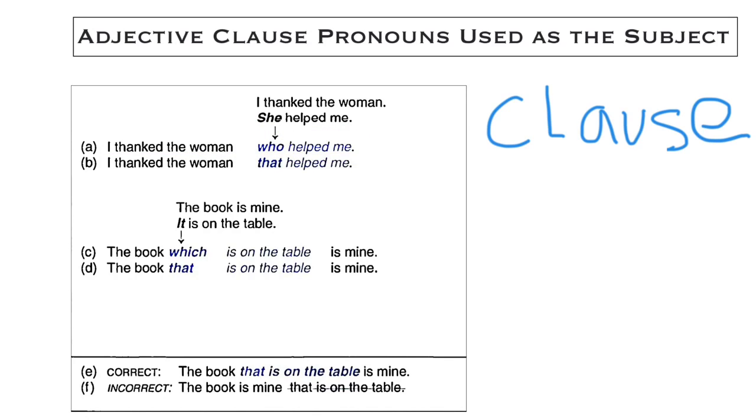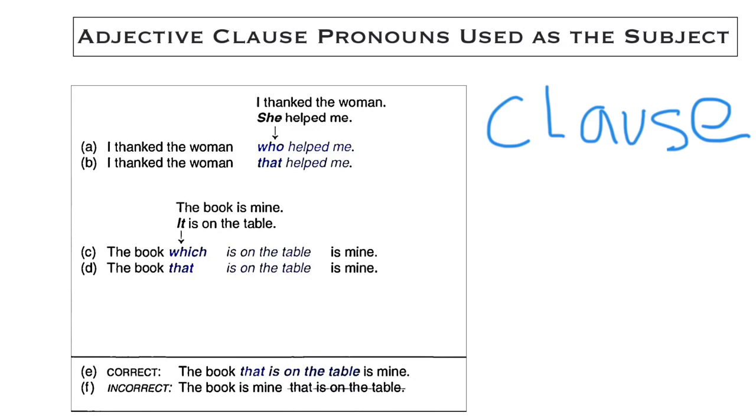In A, who is the subject of the adjective clause. In B, that is the subject of the adjective clause. A and B have the same meaning, while C and D also have the same meaning. Who is used for people, which is used for things. That is used for both people and things.